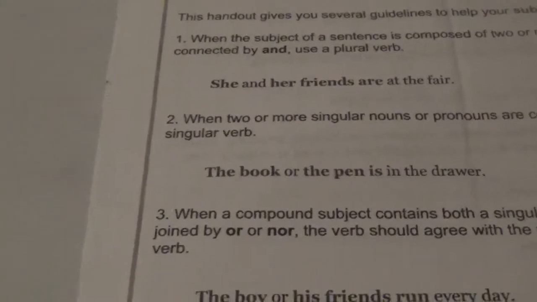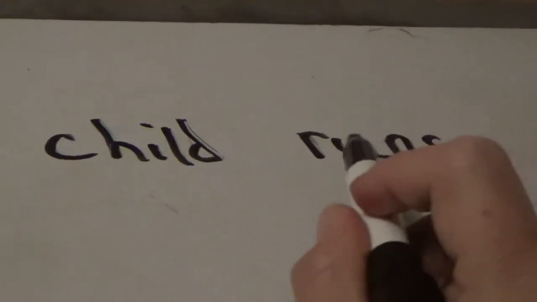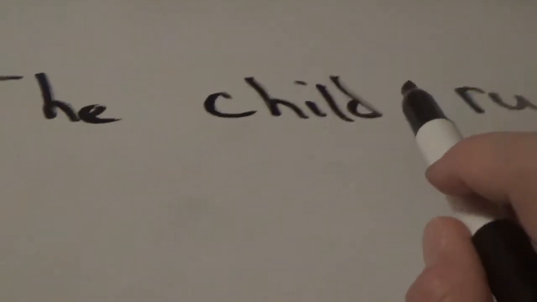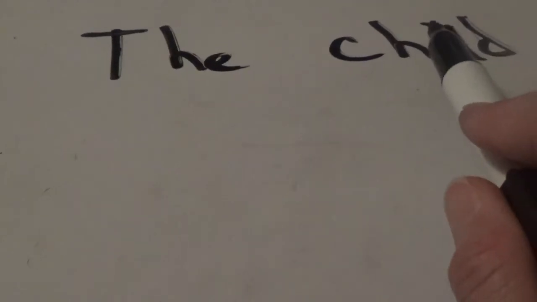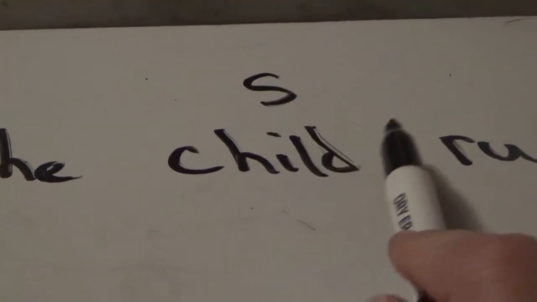Okay, so subject-verb agreement. When we are writing a sentence or speaking, our verb has to agree with our subject in number. So the child runs. Our subject is child, and our verb, or our simple predicate, is runs. Child runs. Child is singular. Singular means one, right? So a singular noun is a one noun. Child is singular. Children is plural, right? So we have a singular noun. So if we have a singular subject, then we need a singular verb.